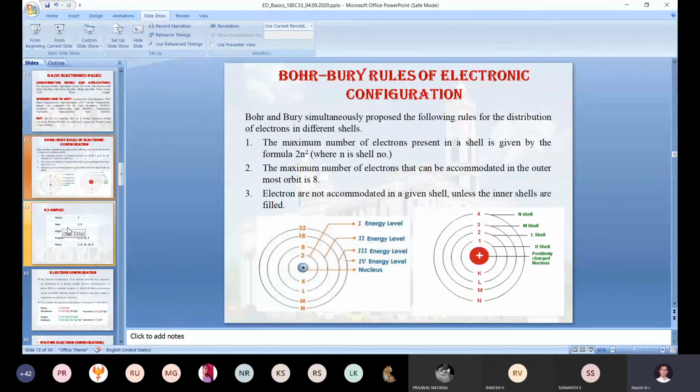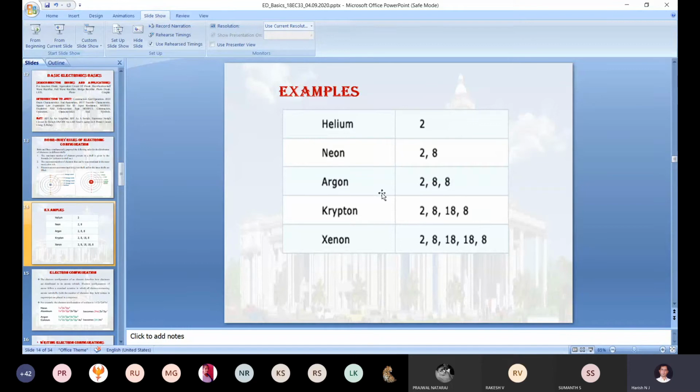Now just check it out, I am going to write the electronic configuration of some atoms. For example, let us take krypton. Totally how many electrons are there for krypton? Can you count? Totally 36, right? Just for our understanding purpose, just remove the 8 at the last.